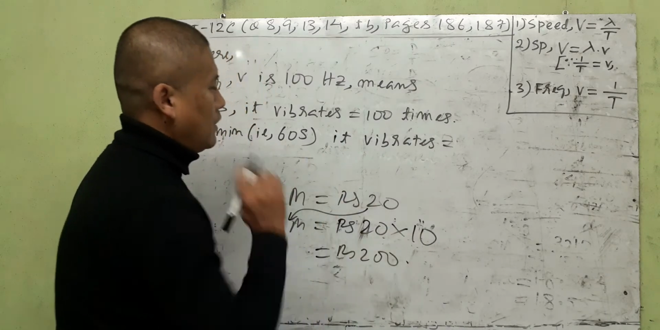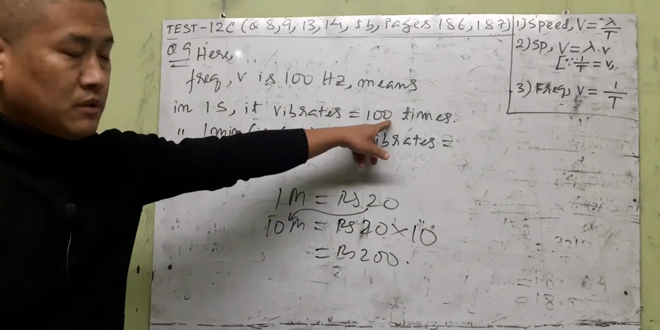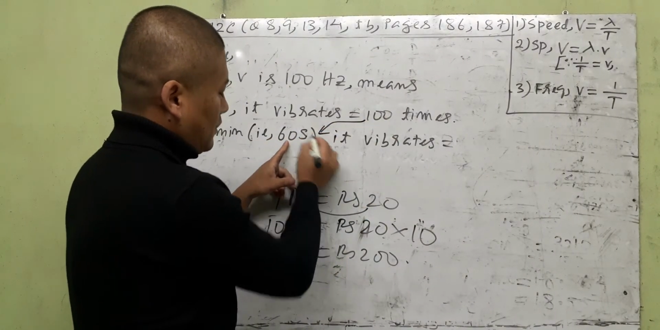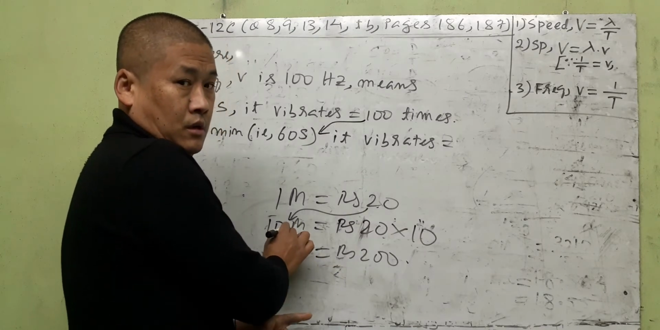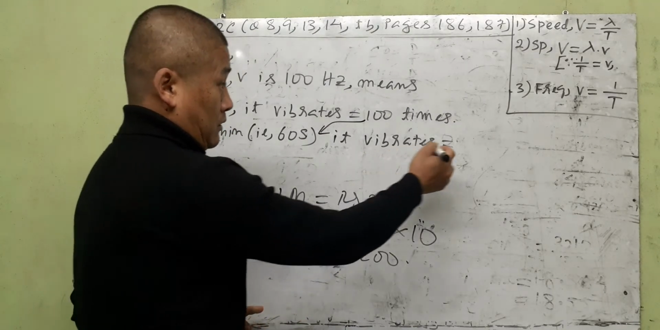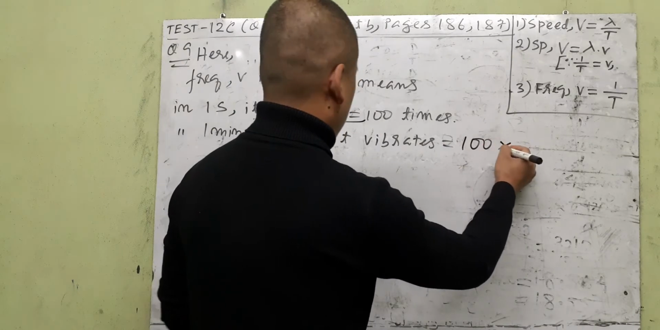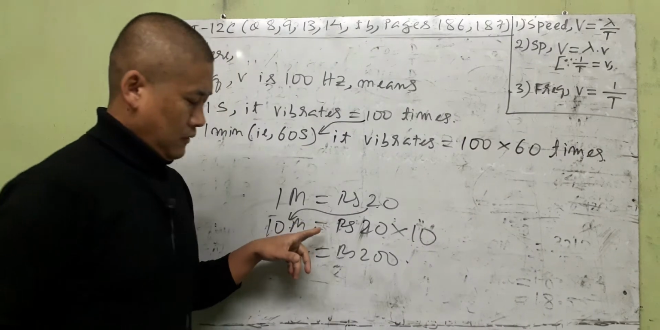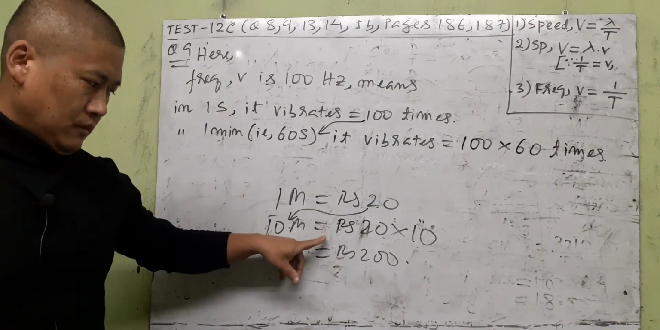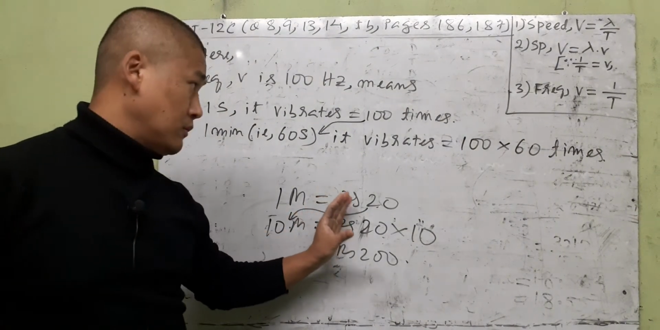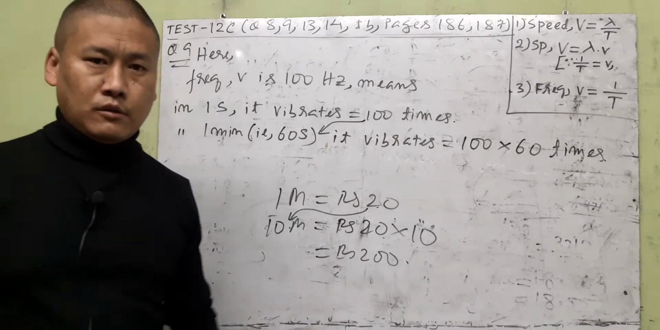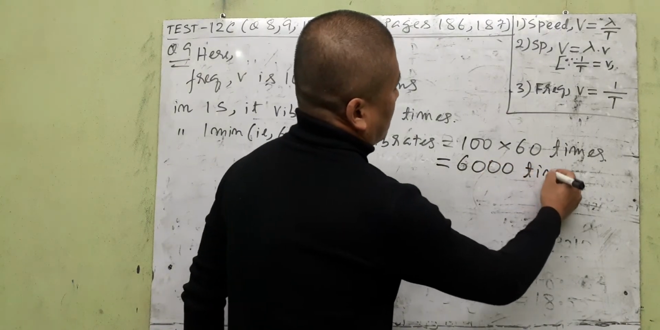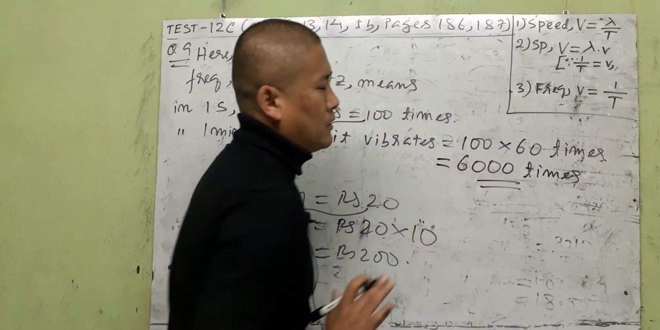the 200. Similarly, in 1 second, 100 times it vibrates. So in 60 seconds, these two will multiply, 100 into 60, just like 20 and 10 mangoes are multiplied. Just comparing a simple calculation that we easily do with the one we're doing here, and I think you pick it right. So that will be equal to 6,000 times. So this sound will be vibrating 6,000 times in 1 minute.